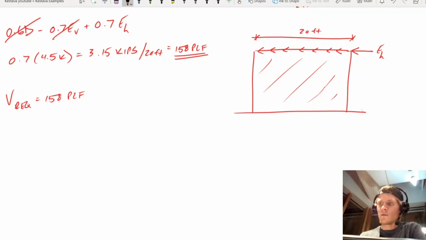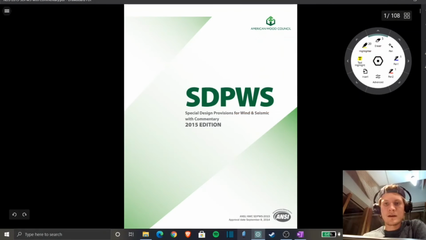Now we need to check out the NDS, and actually we need the special provisions for wind and seismic design code for the NDS, and that's a whole separate book. It's really thin, but that's all your lateral design for wood design. So let's jump over to that. So here we are, SDPWS. This is the 2015 edition. They have the 2018 out now, so I still just wanted to run through the 2015, but they're almost identical. Maybe I'll do a video eventually to show the differences as we bump up to the new code, but just roll with me on the 2015.